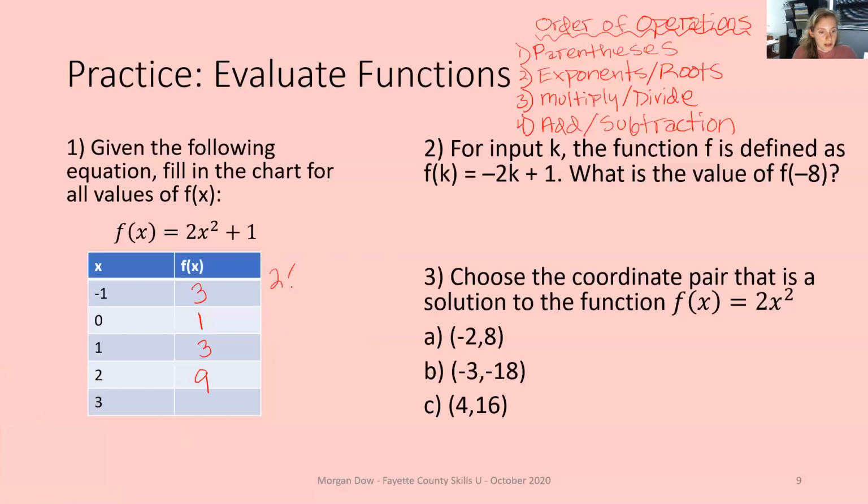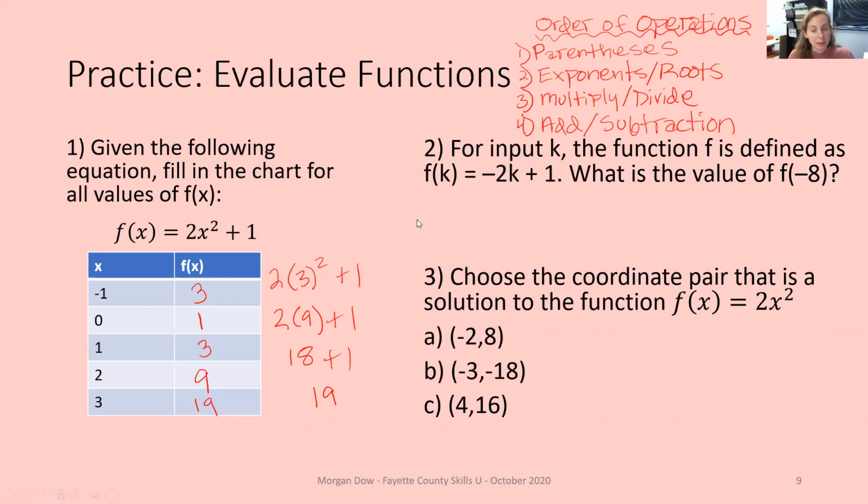Input of 3. So 2 times 3 squared plus 1. 3 squared is 9. 2 times 9 is 18, plus 1 is 19. So an input of 3 gives us an output of 19. And so we have just evaluated this function for the input values -1, 0, 1, 2, and 3.